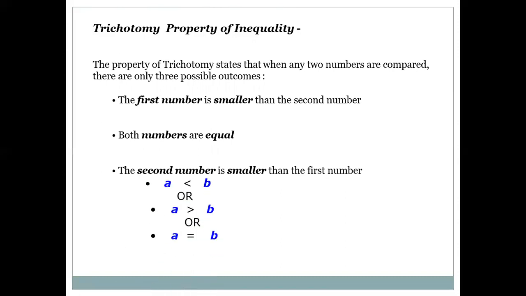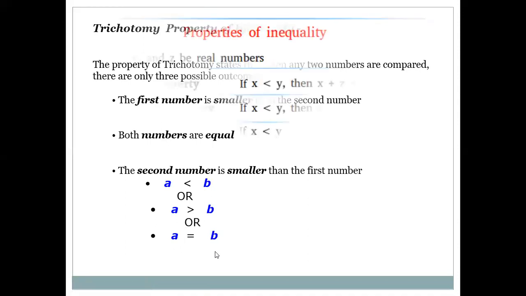Suppose A and B are two real numbers, so A may be less than B, or A is greater than B, or A is equal to B. And we don't have a fourth option: A is less than B, A is greater than B, or A is equal to B. This is the property of real numbers which is followed in linear inequality. If we are dealing with linear inequality, so in addition and subtraction of the numbers, we find the number is less than, greater than, or equal to. These three possible answers we can find.